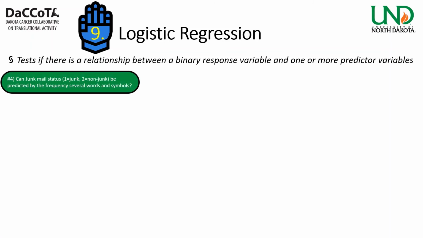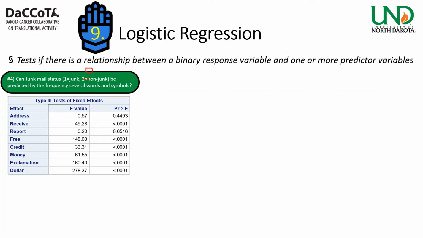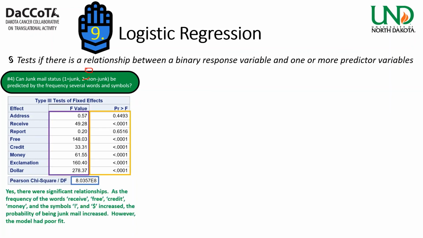Again, this should be a 0. Let's look at more than just one X variable. We can look at a bunch of frequency of words and symbols. And what we find here is, yeah, this wasn't a good fit, but leaving that aside, report and address were not significant, but for all the other ones, as their frequency increases, the likelihood of it being junk mail increases as well. And these are the sort of words and symbols you'd expect in junk mail.